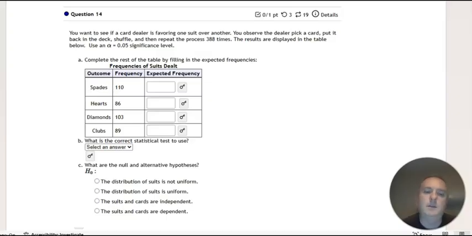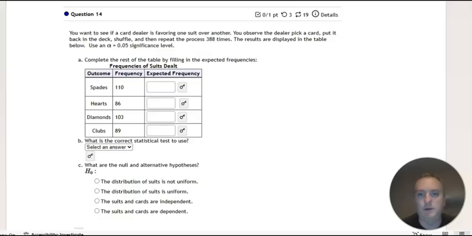We're noting its suit, spades, hearts, diamonds, or clubs, putting it back in, shuffling, and then taking another one. And we're doing this 388 times. So what we would expect is that if it's a fair deck, or if it's a normal deck, that we'd get about the same spades, hearts, and diamonds, and clubs.